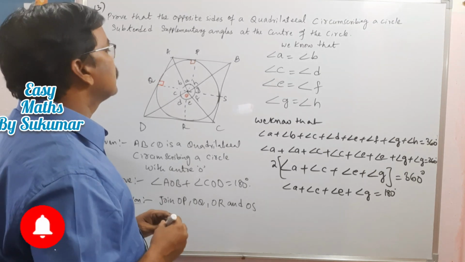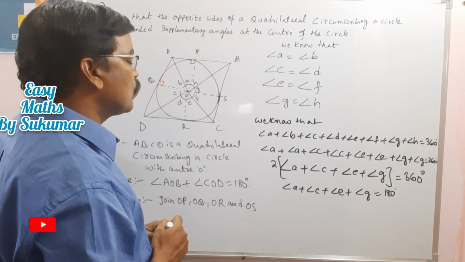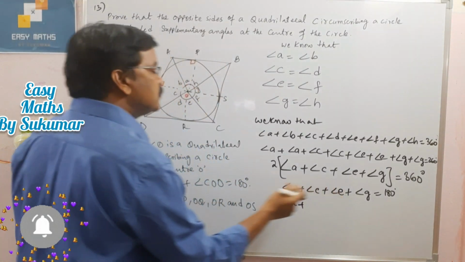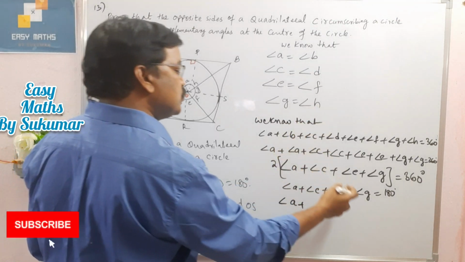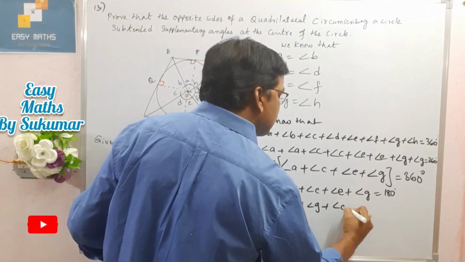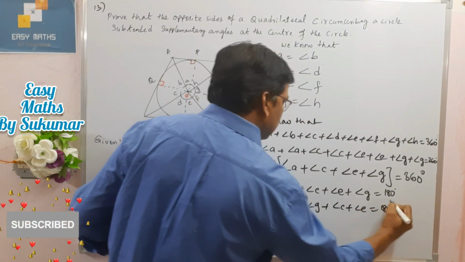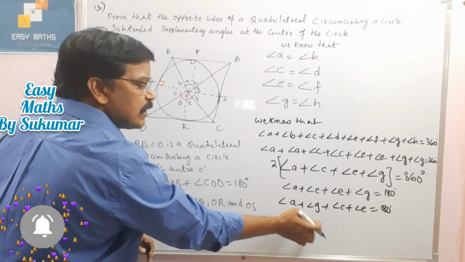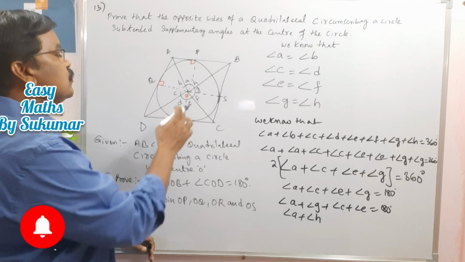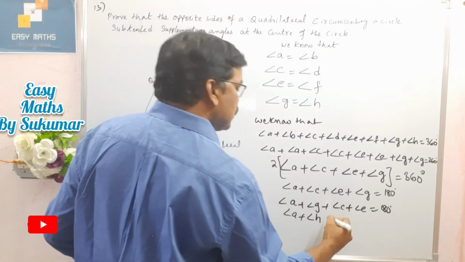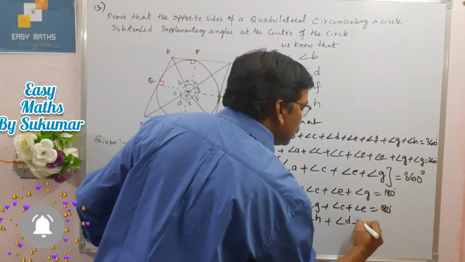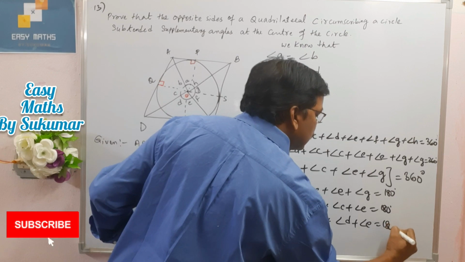180 degrees. That means, okay, angle A plus here this H is equal to G. So let me write angle A and angle G at one side and angle C plus angle E at one side. From the above equation, instead of angle G, what do you write here? Angle H. Angle A, angle H. Here angle E is already there, but instead of angle C, what do you write? Angle D plus angle E. This is equal to 180.